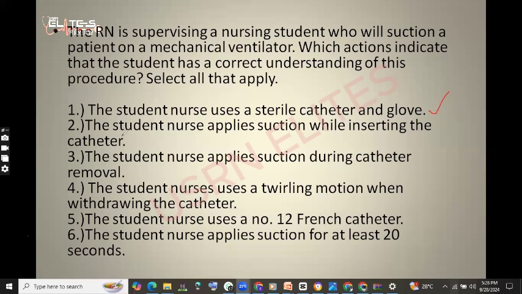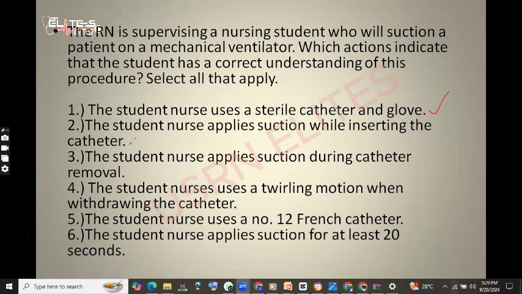Okay, so the student nurse applies suction while inserting the catheter. Is that correct? No. So what is the right thing to do here? Whilst you are coming out, that is where you have to apply your suction. Good, so we may take 3.